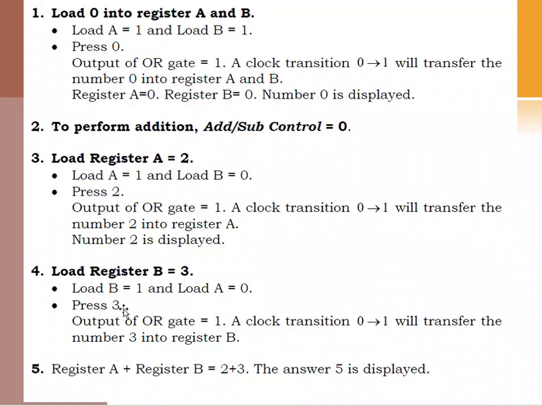Okay, then press number 3. Jadi nombor 3 ni akan masuk ke register B. So, output of OR gate, nombor yang ditekan tadi 3, so 0011. Okay, 0011 akan activate clock daripada 0 ke 1. Jadi, dia akan transfer nombor 3 tu ke register B. So, register A plus register B, 2 plus 3. The answer 5 will be displayed.